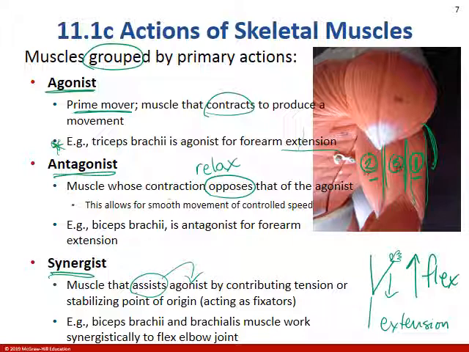The brachialis would be the prime mover. So if I was doing flexion, the brachialis would now become the prime mover. The biceps brachii would become the synergist, and doing the opposite would be the triceps brachii.